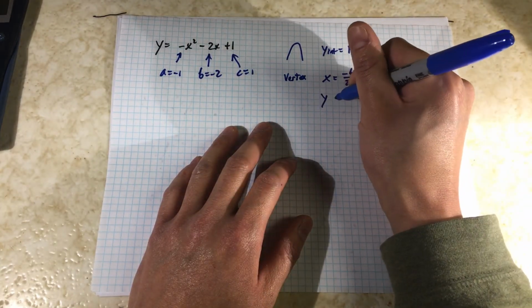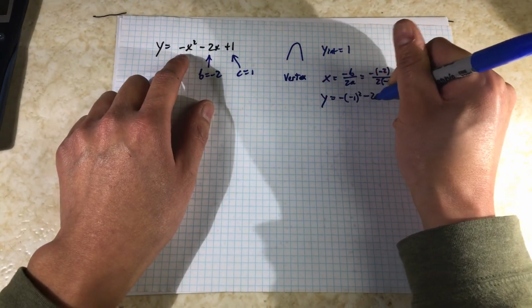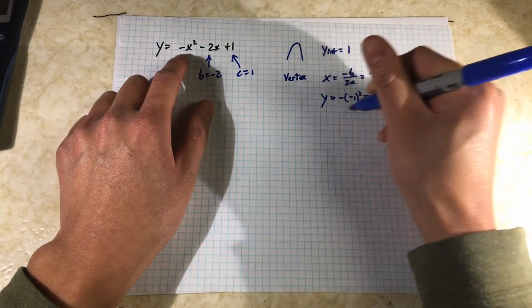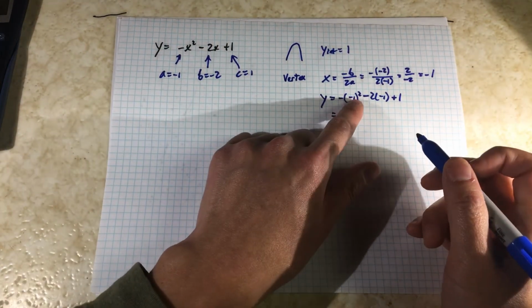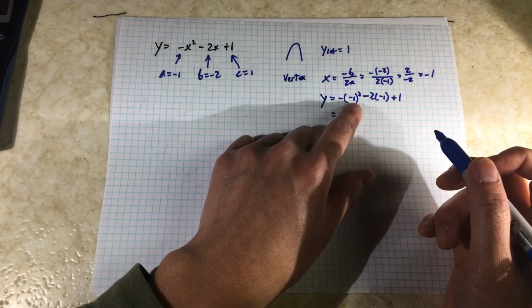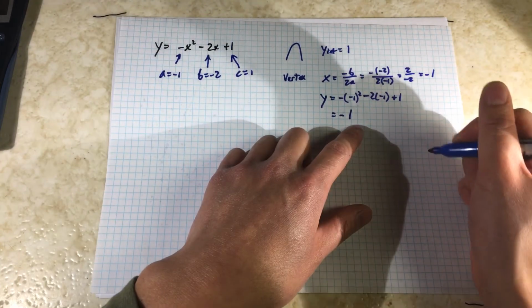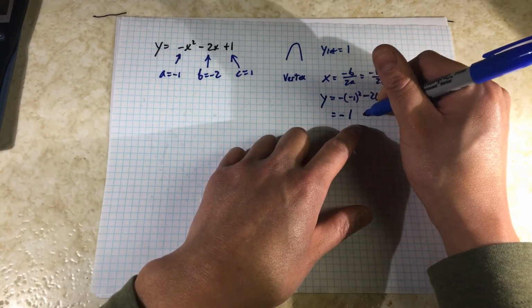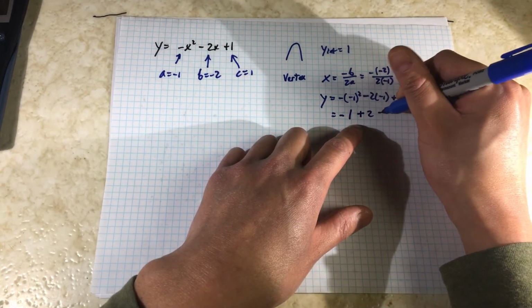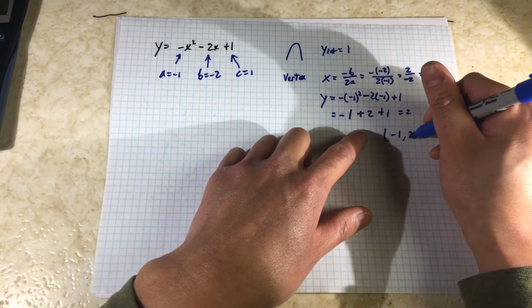And then I'm going to plug that back into the equation: negative (negative 1) squared minus 2 times negative 1 plus 1. What happens is, if the negative sign is outside the parentheses, it doesn't get squared. Negative 1 gets squared, so that negative remains. Negative 1 squared is positive 1. Negative 2 times negative 1, that's a double negative, which makes it positive 2. And so our vertex value is (negative 1, 2).